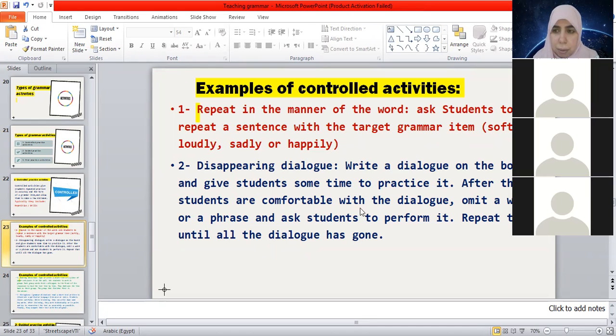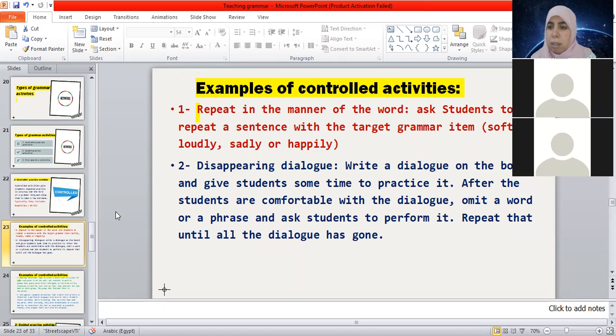I said that the second one is very enjoyable, like the most. The second, the disappearing dialogue. Yes, you can do that with higher grades. You can also do that with the early grades, with a simple dialogue, because they already have a dialogue in each unit. In the first lesson of each unit, we have a dialogue. So you can use this dialogue to practice disappearing dialogue.